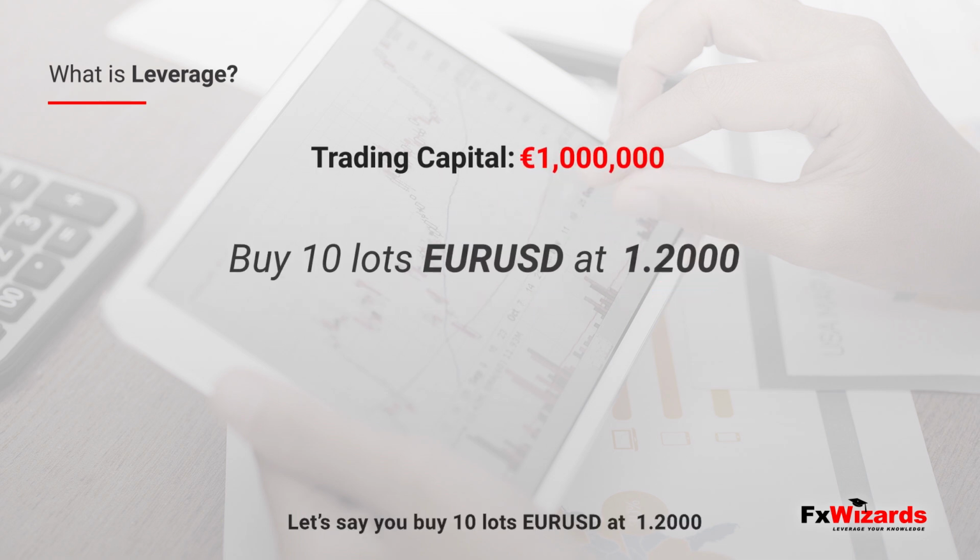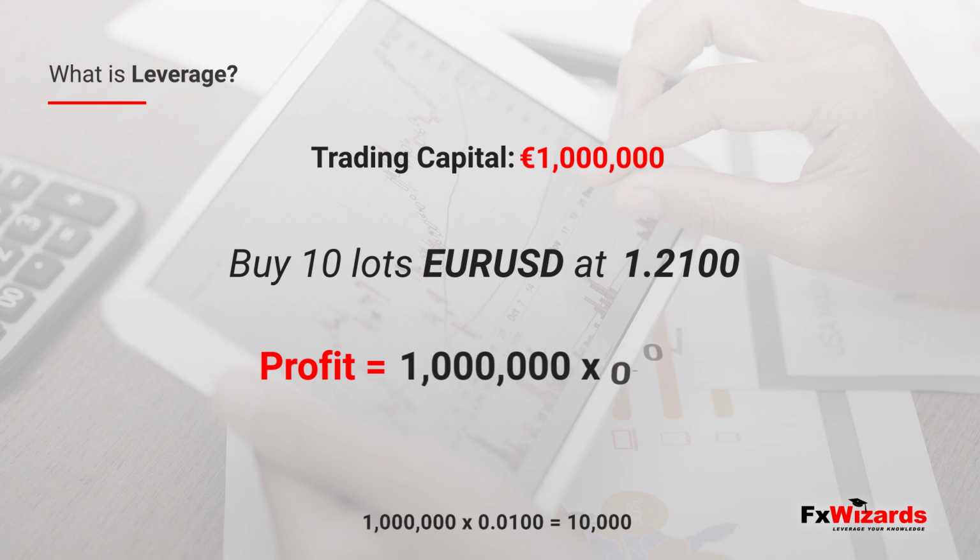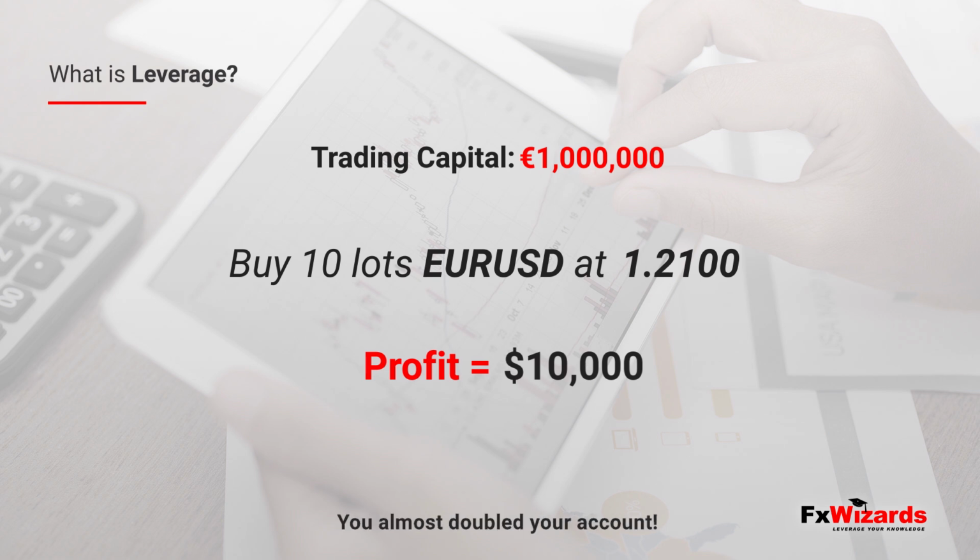Let's say you buy 10 lots EUR/USD at 1.20 and then sometime later you close the position 100 pips higher at 1.21. You made a profit of 1 million times 0.01, which equals $10,000. You almost doubled your account.